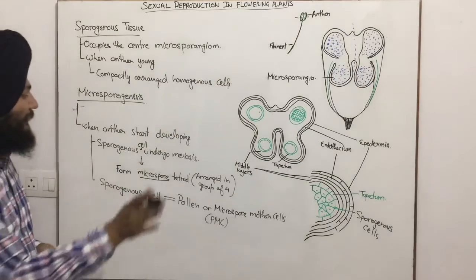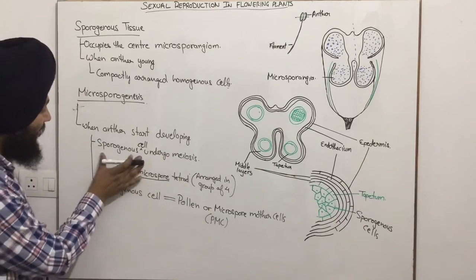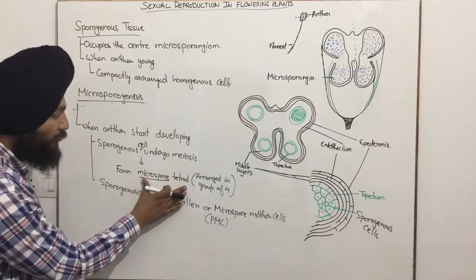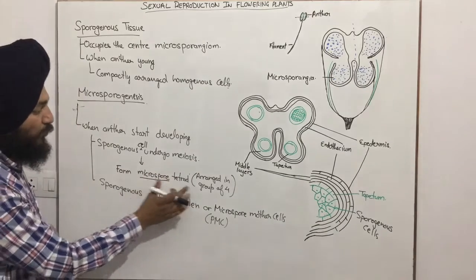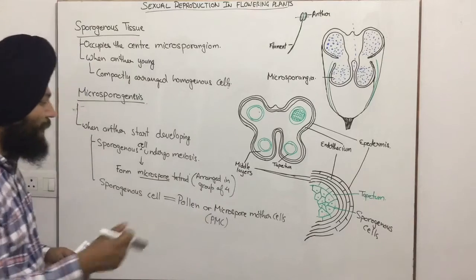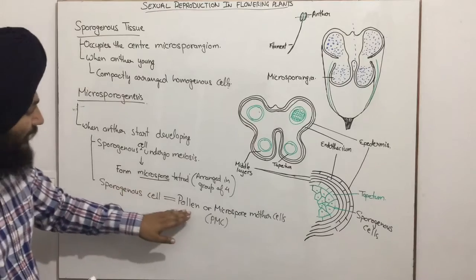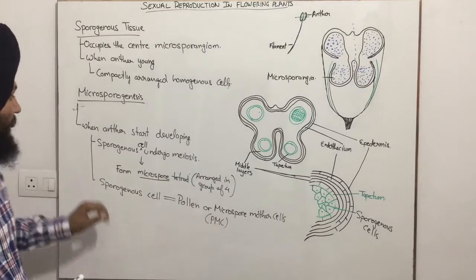So when the anther starts developing, the cells of the sporogenous tissue, that are the sporogenous cells, undergo meiosis to produce the microspore tetrad. It is called the tetrad because in this the microspores are arranged in a group of 4, and as the sporogenous cells act as the source of pollens or the microspores, that is why they are called the pollen mother cells.